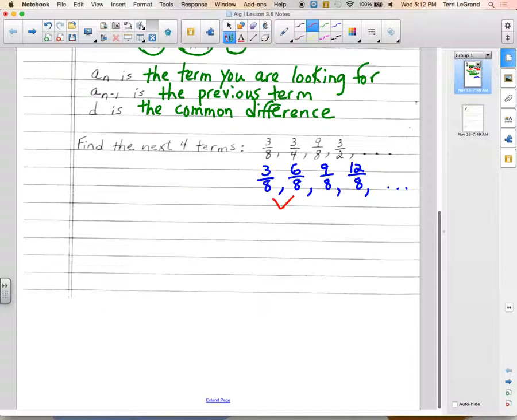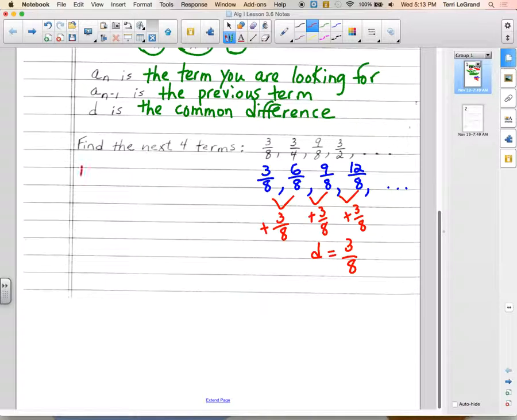So our common difference, to get from 3/8 to 6/8, it goes up 3/8. And that happens between 6/8 and 9/8, same thing. Between 9/8 and 12/8. So our D value is 3/8. So to find the next 4 terms, basically what we do is we keep adding that 3/8. So here's what we're going to show.